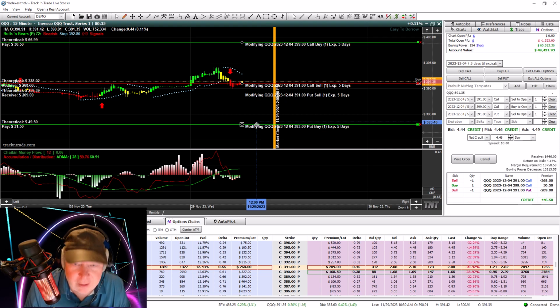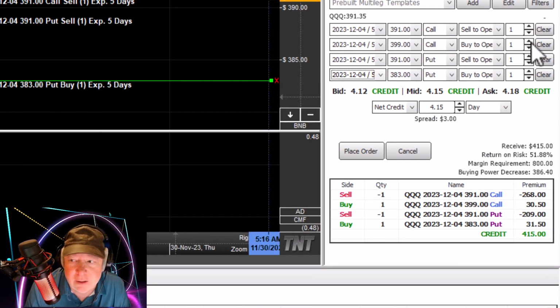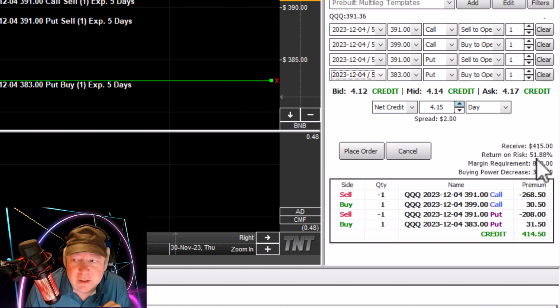We click it. And that adds it to the mathematics over here, the little ticket over here on the right-hand side. Now you can see we're going to receive $415, where we have a return on our risk. That's going to be a 51% return on our money in 5 days. Okay, the margin requirement on that went all the way down to $800 when we bought our insurance.